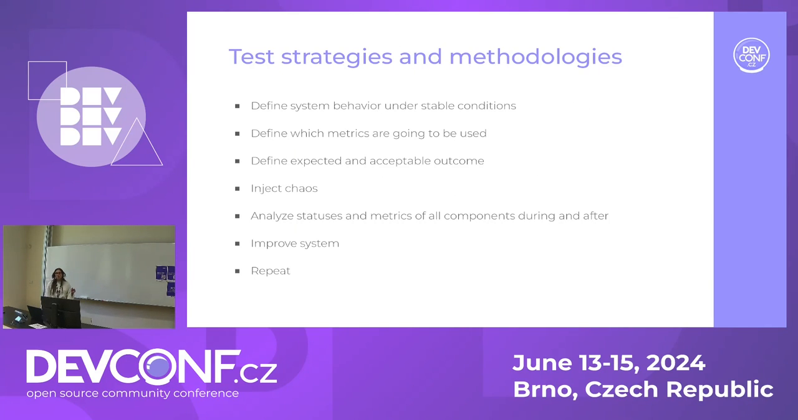Before you start chaos testing, it's great to define your system behavior, how it behaves under stable conditions. Then define the metrics which you are going to be using. Define what you are expecting as an outcome, and what the acceptable outcomes are and what are not. And then you can proceed to injecting chaos. While you are injecting the chaos and running those scenarios, you should analyze and collect data about your cluster, about the metrics and how all the components in your cluster are working, what they are doing, how they are behaving. And then use this data to analyze and improve your system. And of course, repeat as necessary.